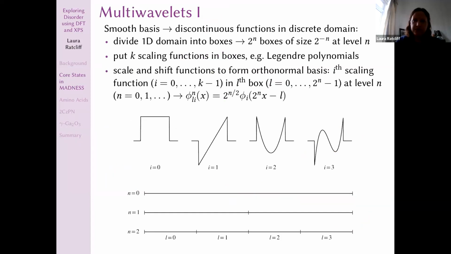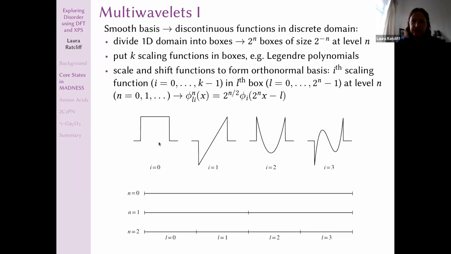So instead of doing wavelets in the Daubechies wavelets approach, we're going to look at something that we call multiwavelets. So multiwavelets, instead of having a smooth basis, use discontinuous basis functions in a discrete domain. If we look at the 1D case, we're going to divide our 1D domain into boxes. These are at different levels n, where you have an increasing number of boxes, which we label with the indices l. We then want to put some functions in the boxes, our scaling function equivalent, and here we're going to use Legendre polynomials as an example. So we have Legendre polynomials of different orders, but these are discrete, so we cut them off at the edge of the boxes.